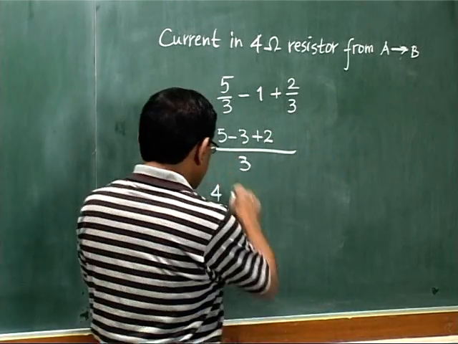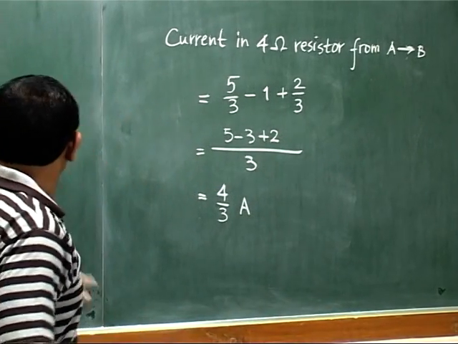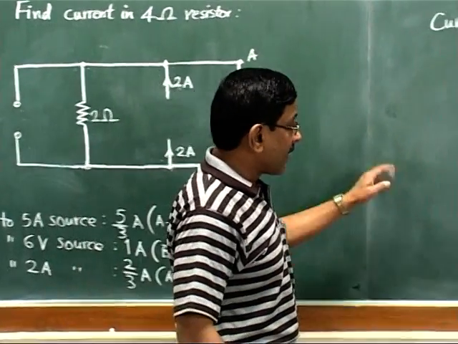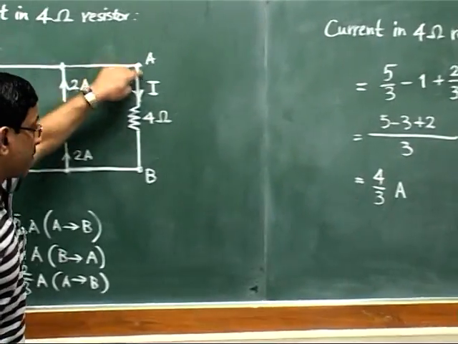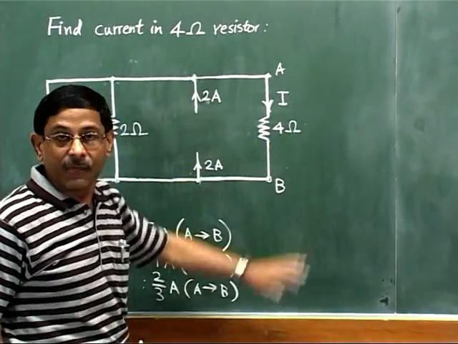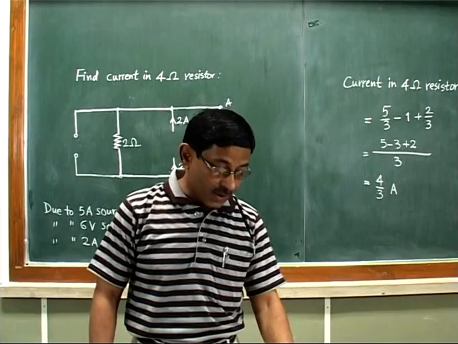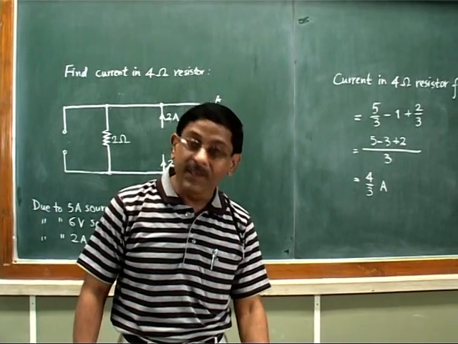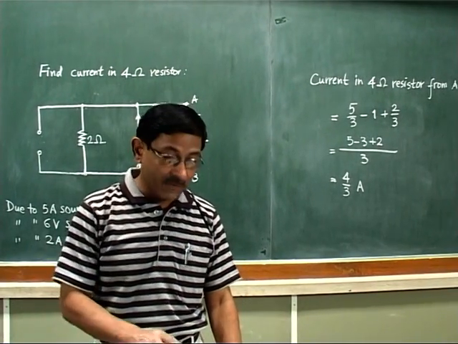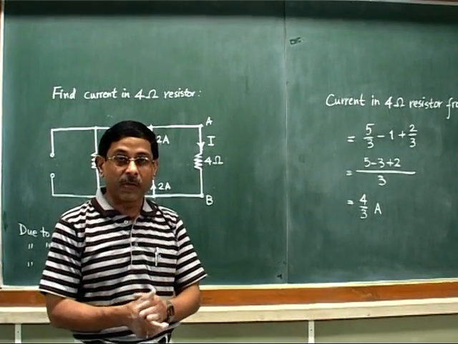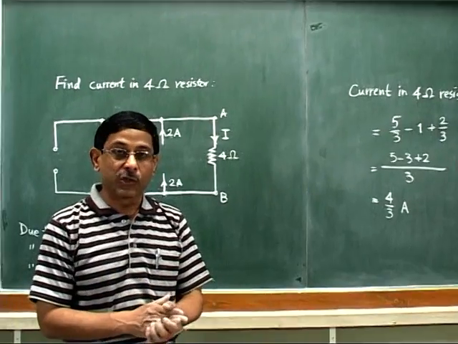So final answer is current of 4 by 3 ampere flows through this 4 ohm resistor when all the 3 sources are acting together, and the direction of current would be obviously from A to B. So that is the way of solving the problems with the help of superposition theorem. Now it is very much necessary to see all the 3 tutorials, because that will give you a good idea of solving various types of circuits with the help of various theorems and also Kirchhoff's laws.